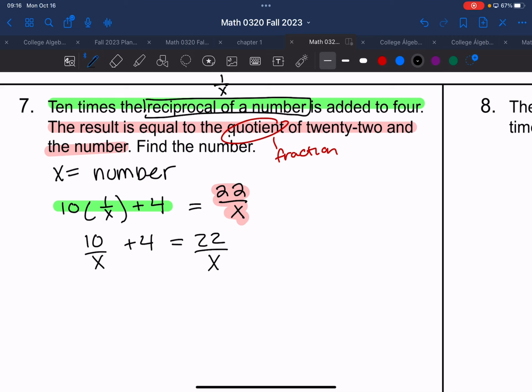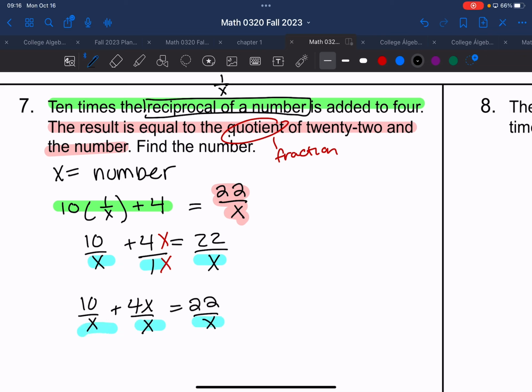We can turn that 4 into a fraction by writing it over what? 1. So now looking at each of our denominators, what is the common denominator? X. So do we need to do anything to that first fraction? Nope. What about the second fraction? By x. What about that last fraction? Nope. So we are left with 10 over x plus 4x over x equals 22 over x.